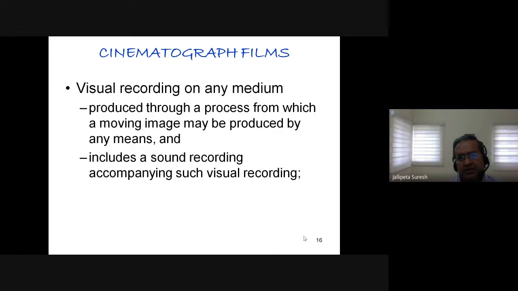Now, as I was mentioning, cinematographic films are considered a separate category of copyright. Here, cinematographic films are defined under copyright law as any visual recording on any medium along with a sound. So if somebody records a visual recording through a process from which a moving image is produced by any means, including a sound recording, that is defined as cinematograph films. The person creating this particular work will hold the copyright. That's called copyright over cinematograph films.